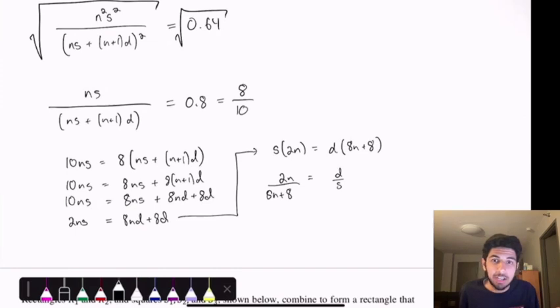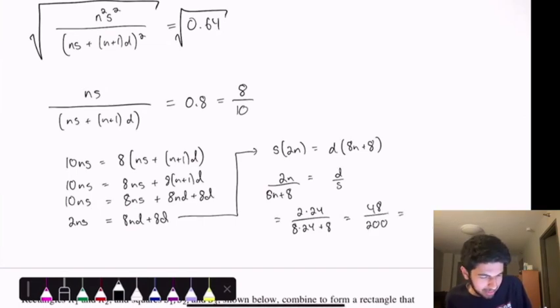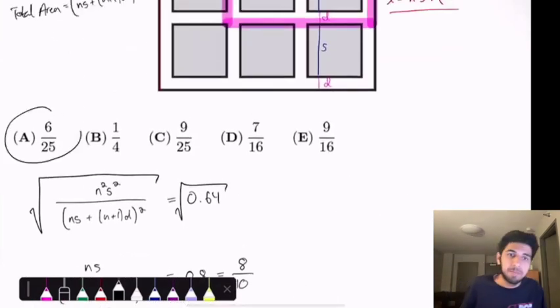We just have to substitute our value for n, which in this case is 24. So this would be equal to 2 times 24 divided by 8 times 24 plus 8. That's equal to 48 over 200. What's the common factor? There's a common factor of 8 in between these. 6 divided by 25. We can't reduce that any further. That will be our answer, and that would be answer choice A.